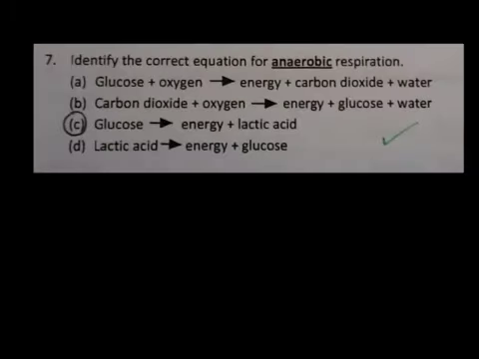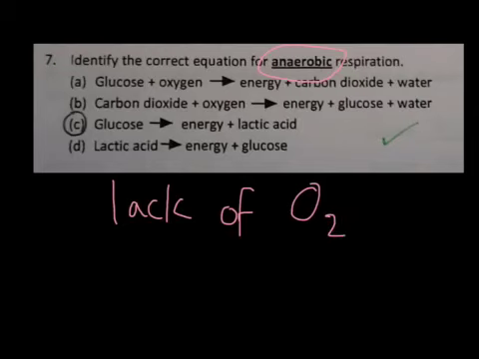Question number 7 includes some equations. These often catch people out, so make sure you read these questions carefully. This question is talking about the equation for anaerobic respiration. With anaerobic, straight away we should be thinking about how that means we've got a lack of oxygen. A lack of oxygen means we can get rid of A and B. Both those equations involve oxygen, so they can't be the answer.